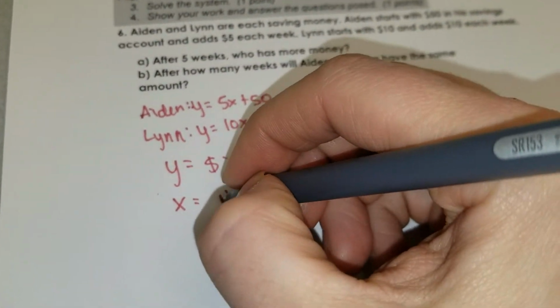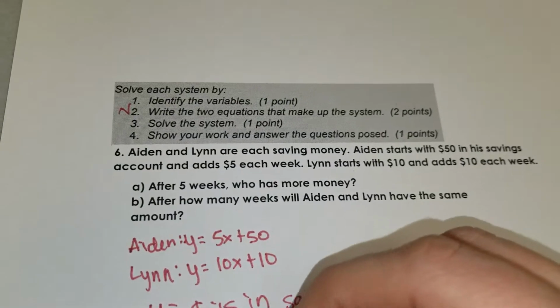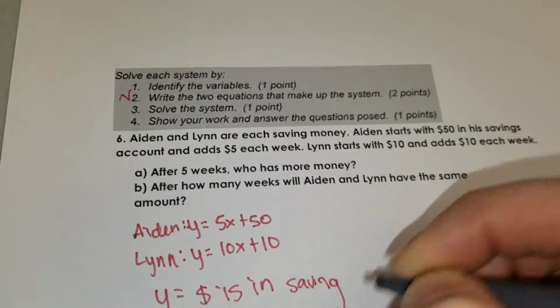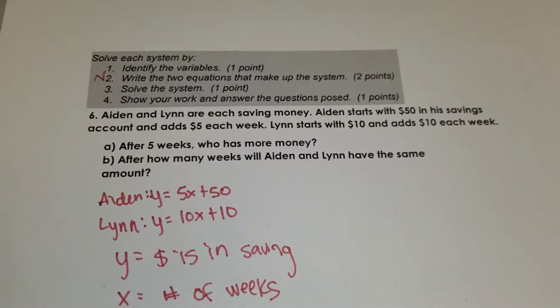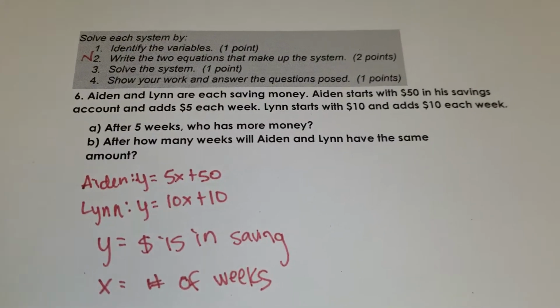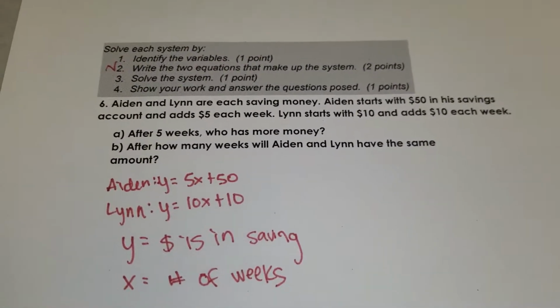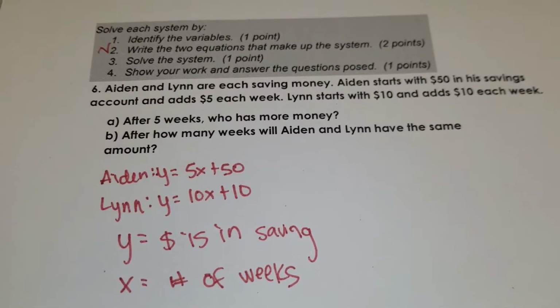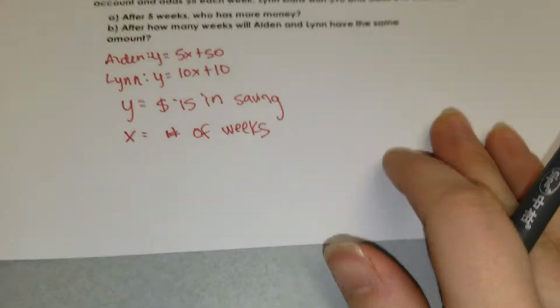So x is number of weeks. Okay, so that takes care of problems 2 and 3. So number 3, this is where I talked about. It says solve the system. So you realistically can grab the graphing calculator and get most of the points. But what it's asking you is, when are these two equations the same?